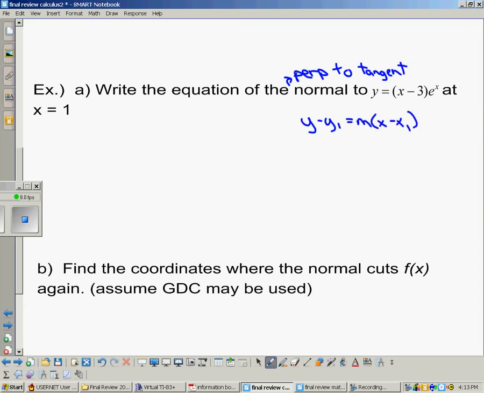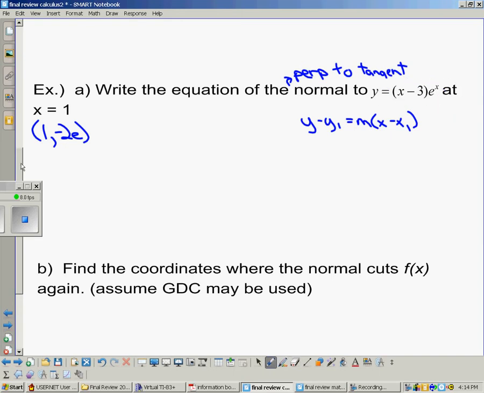Okay. So what we need for the equation of a line is a point and the slope that we're going to use. We know here that we're going to use an x value of 1. And let's just make sure we find the corresponding y value. So that would be 1 minus 3 when we plug it in over here. 1 minus 3 is negative 2 times e to the power of 1. So negative 2e would be our corresponding y value. That's our point we'll have to use.